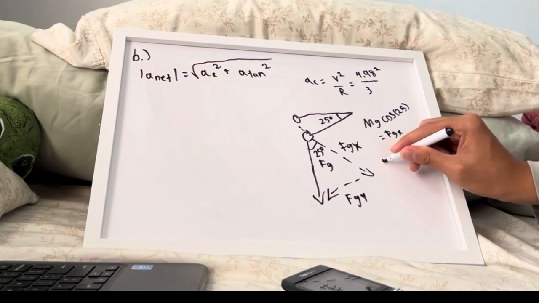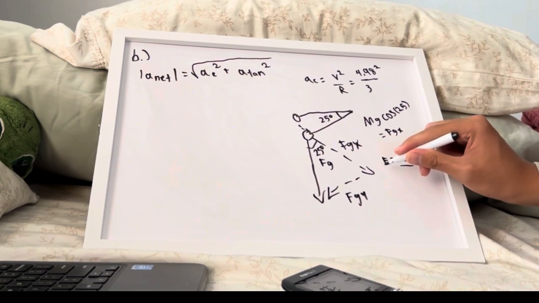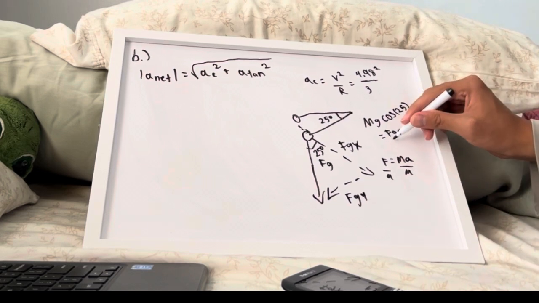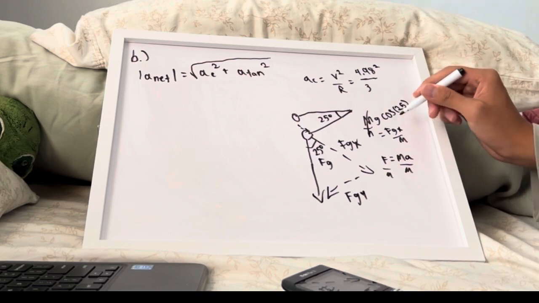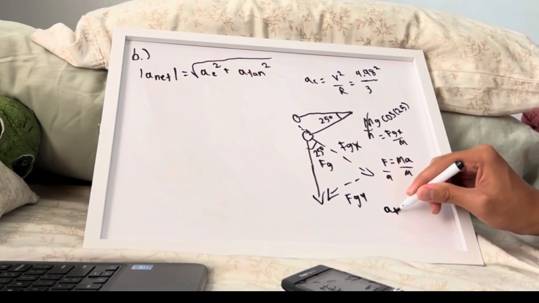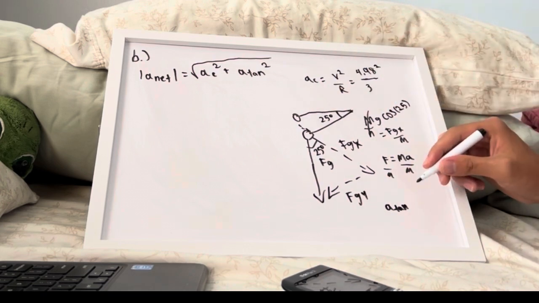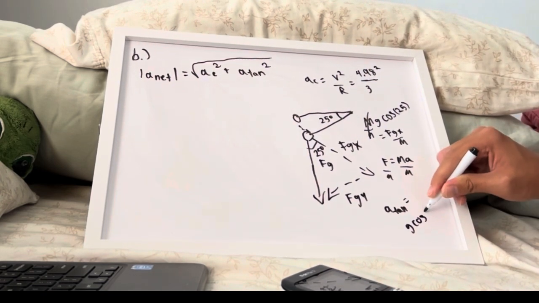Well, what do I know? F equals ma, right? So if I divide m by the force, I will get acceleration. So if I divide m on both sides, this cancels out, right? And this just turns into A tan, because it's the acceleration in the tangential direction, A tan. And that's just going to be equal to g cosine 25.